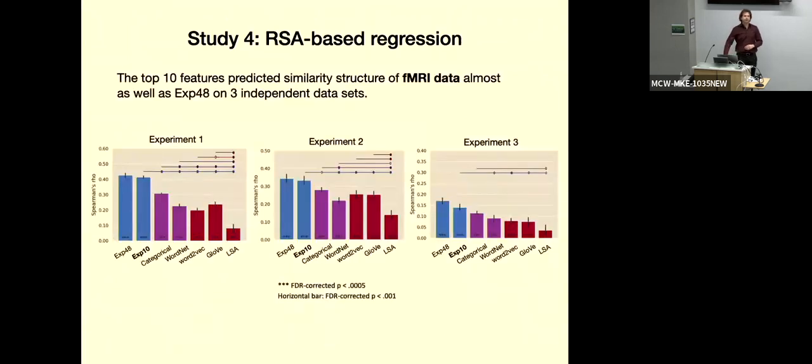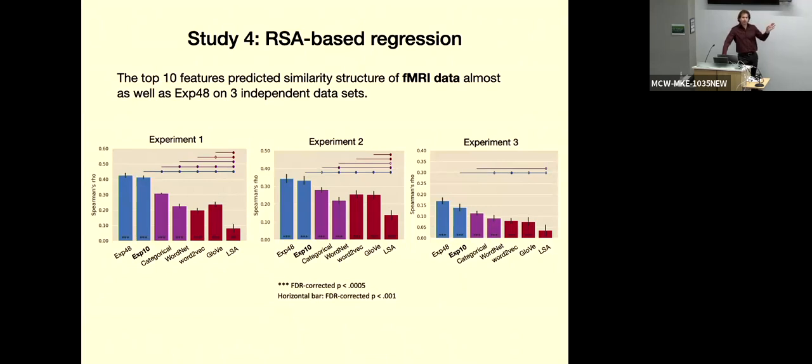So the first blue bar is X48, which we had seen before. The second one is the top 10 features. And you can see that it performs just as well as X48. And these are 3 separate experiments with different sets of words and different participants. So the result was replicated several times. Experiment 3 had, at the time of this analysis, a fewer number of subjects. So the correlations are smaller because there are fewer subjects to average across.